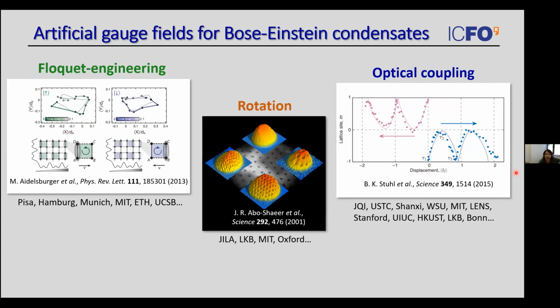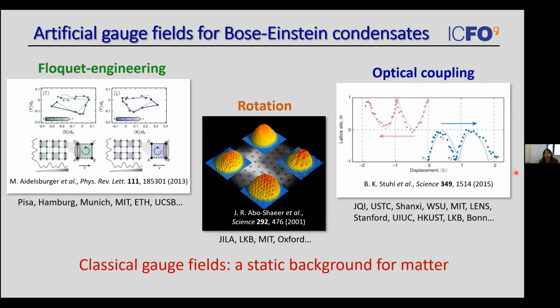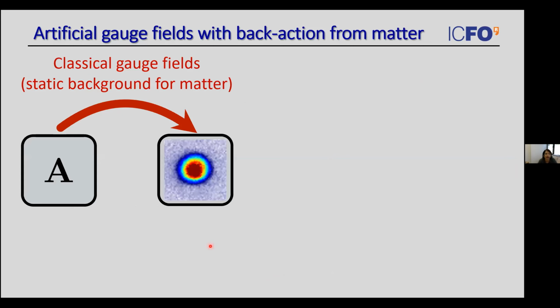But in all these experiments, independently of the method that you use to engineer your artificial gauge field, you're engineering classical gauge fields, a static background for the matter. So what do I mean by that? You just take the method of your choice to engineer a vector potential, and then from spatial variations of it, you can get a magnetic field. For temporal variations of it, you can get an electric field. And this vector potential dictates the motion of the matter.